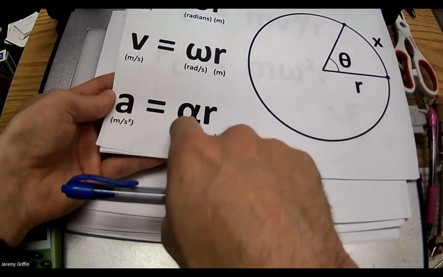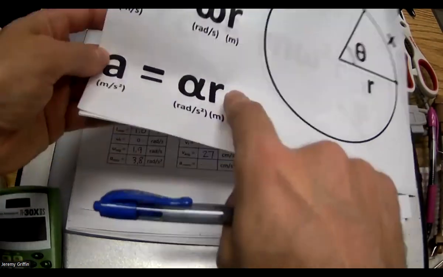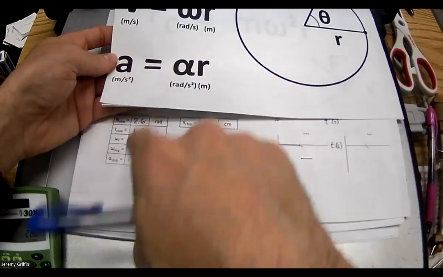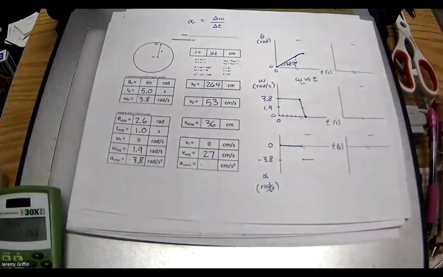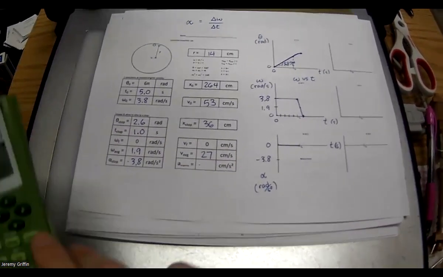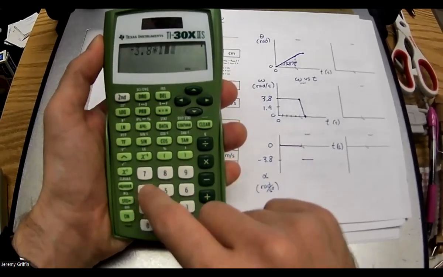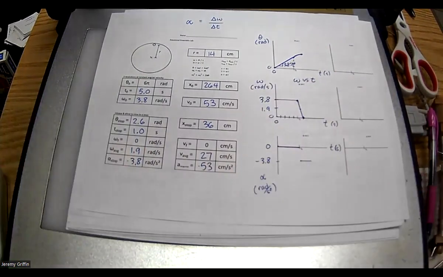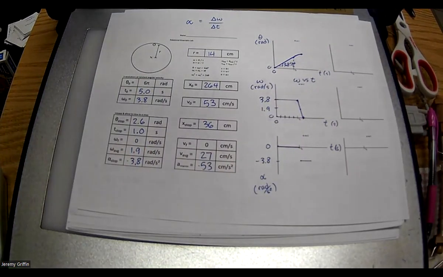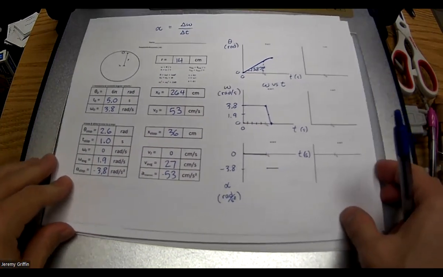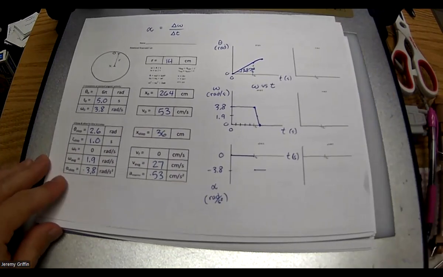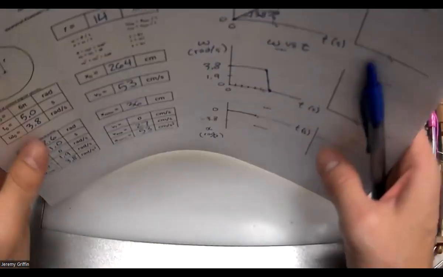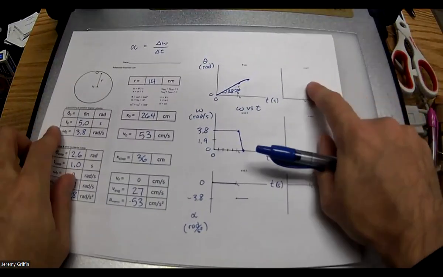And so how to get it though is just this right here, because we know this number, we're gonna do negative 3.8 times 14. So what is negative 3.8 times 14? Negative 53.2. So negative 53 centimeters per second squared. Okay. Is that right? Okay, that's it.